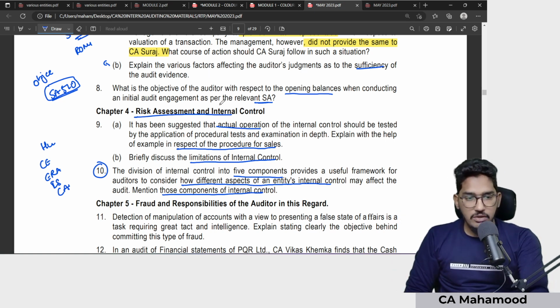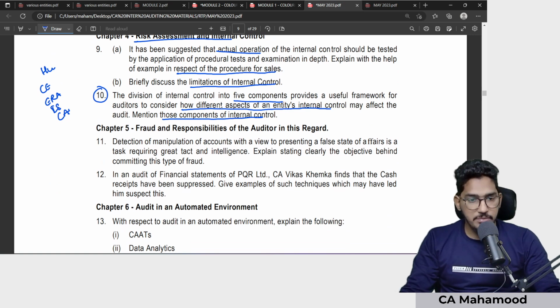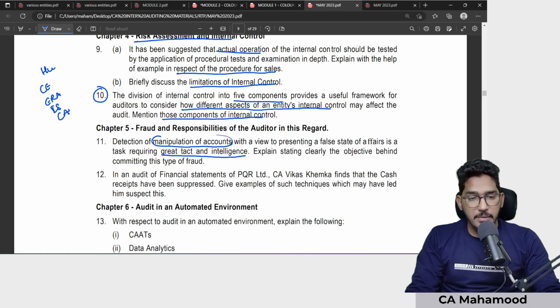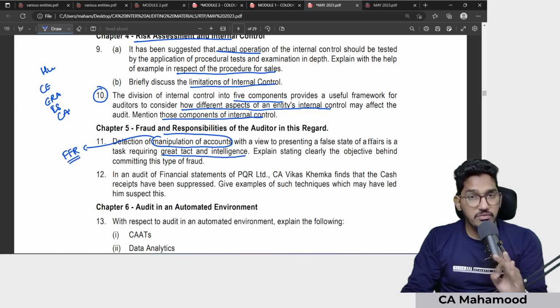Next, the remaining questions are from fraud and responsibilities of the auditor. Let us see question number 11 now. Detection of manipulation of accounts with a view to presenting a false state of affairs is a task requiring greater tact and intelligence. So they are saying that in order to detect the manipulation of accounts, you need greater intelligence. We also call it fraudulent financial reporting. So to detect fraudulent financial reporting, we require greater tact and intelligence.